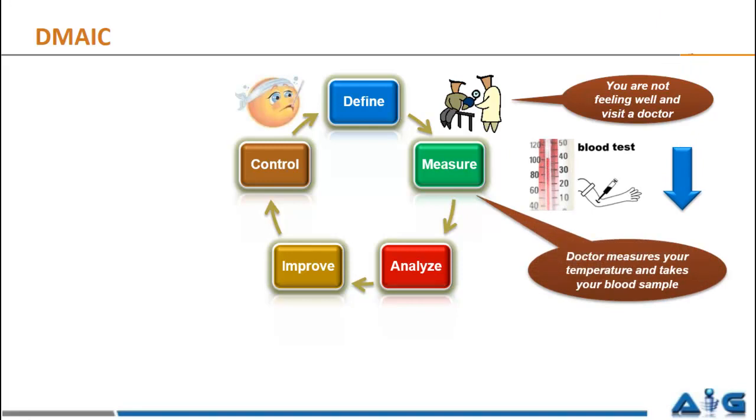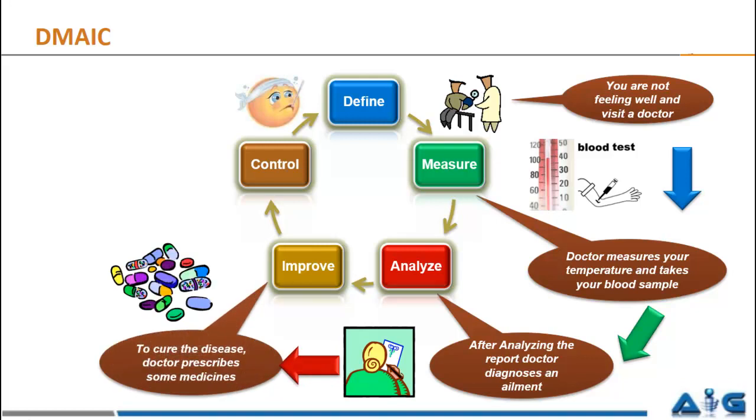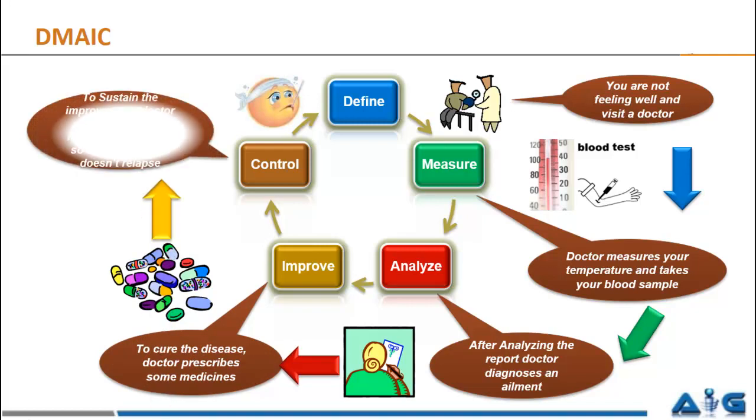The measure phase would be that the doctor measures your temperature and takes your blood sample. As part of the analyze phase, post receiving the report and analyzing it, the doctor diagnoses an ailment. For the improve phase, to cure the disease, the doctor prescribes certain medicines. And once things have improved, to sustain the improvement as a part of the control phase, the doctor prescribes the medicine for 7 days so that the disease does not relapse.